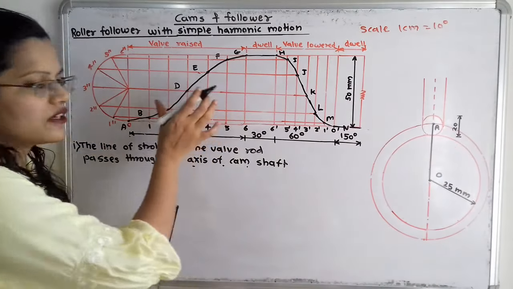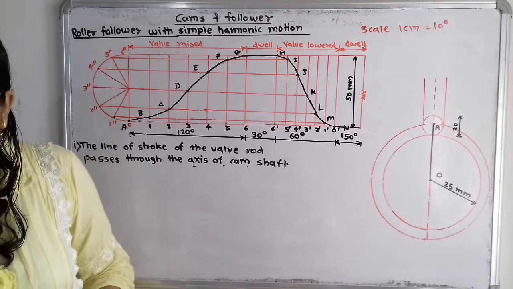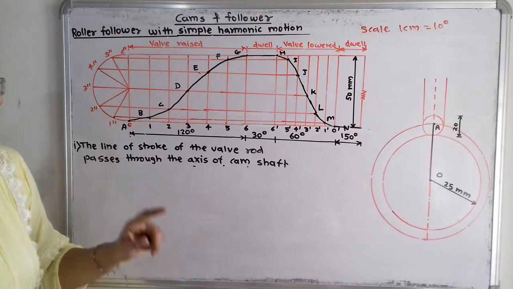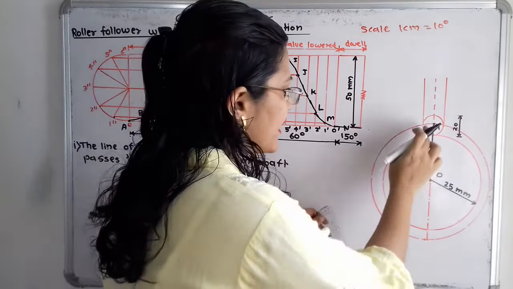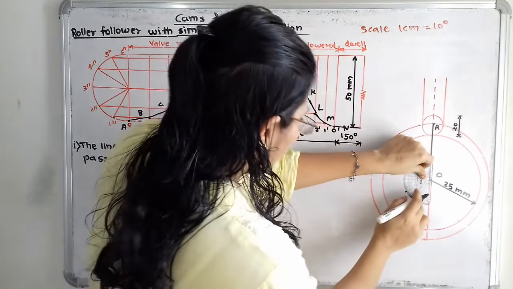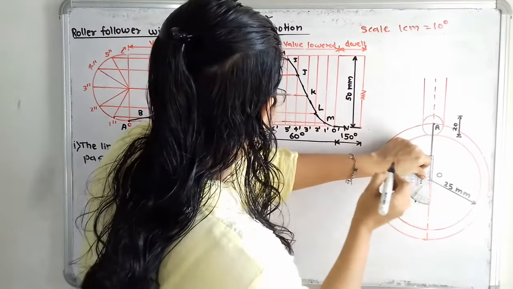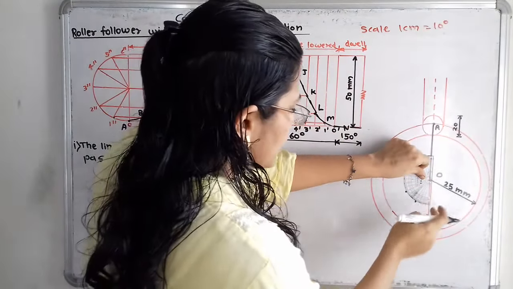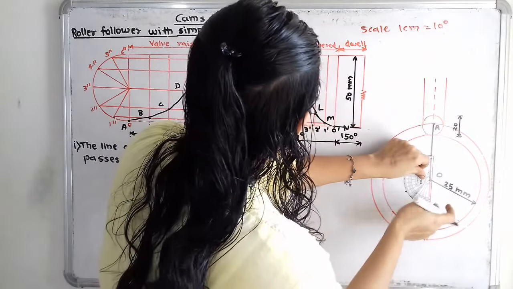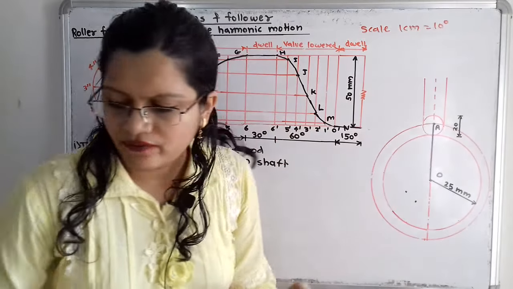Now if we observe this displacement diagram, here the valve raise is 120 degree. So we will select this angle of 120 degree with OA as the baseline. So I will keep the protractor here and we will select the angle of 120 degree. The next is the dwell period of 30 degree. And the next is the valve lower, that is the return stroke, again 60 degree. So after that we have to select the point for 60 degree.